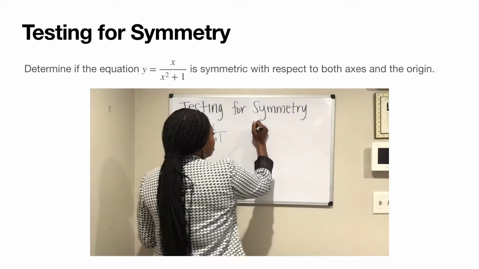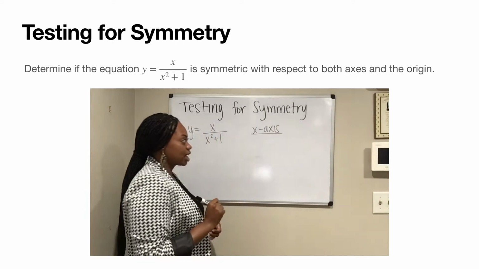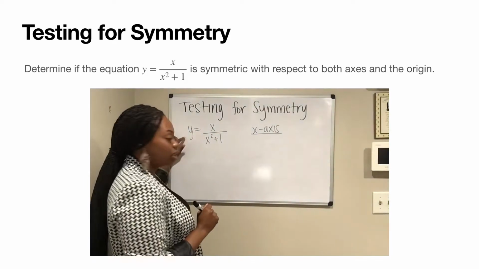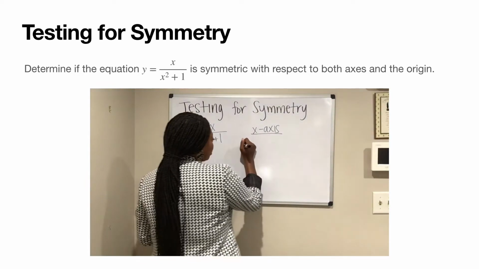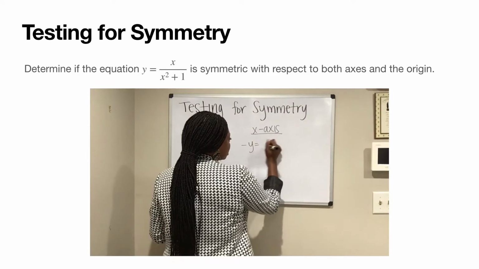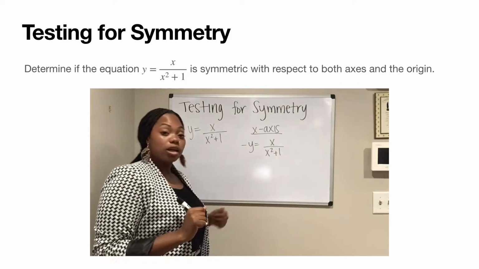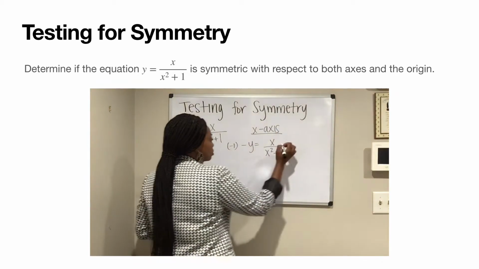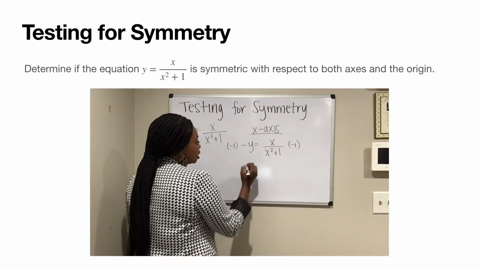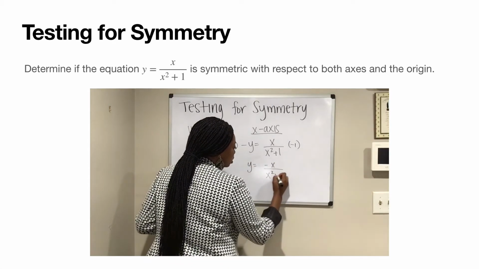x-axis. So if I am symmetric with respect to the x-axis, that means that when I substitute in negative y for y, I get an equivalent equation. So we're going to get negative y is equal to x over x squared plus 1. We're going to multiply by negative 1 on both sides to get rid of this negative sign. This gives us that y is equal to negative x over x squared plus 1.